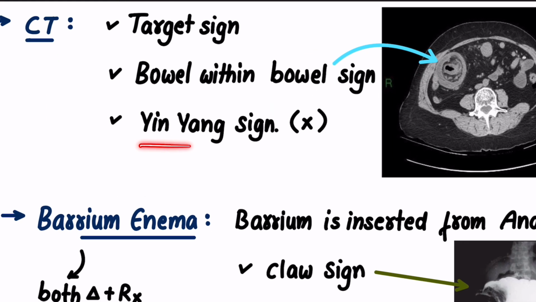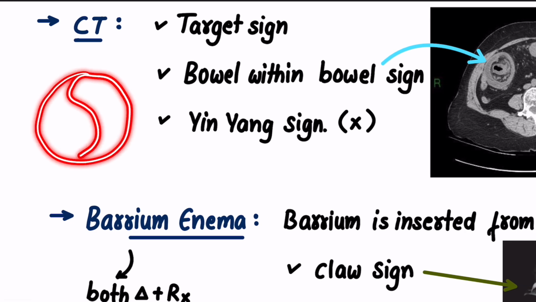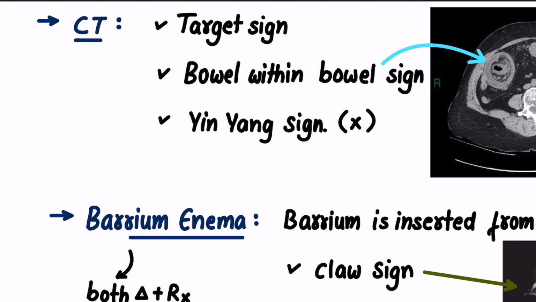Also, one sign is yin yang sign. As you all know, this is a Chinese sign. This is somewhere like this: half part is black, half is white. So this is also seen in a few cases of intussusception, but that is not important.